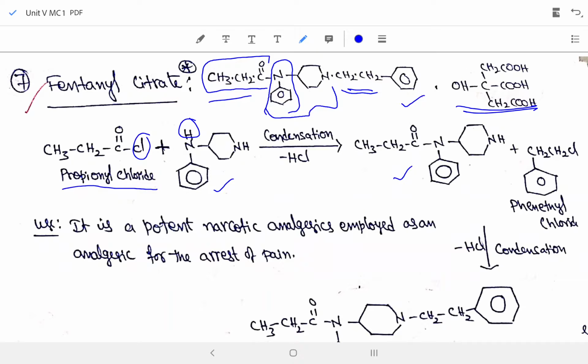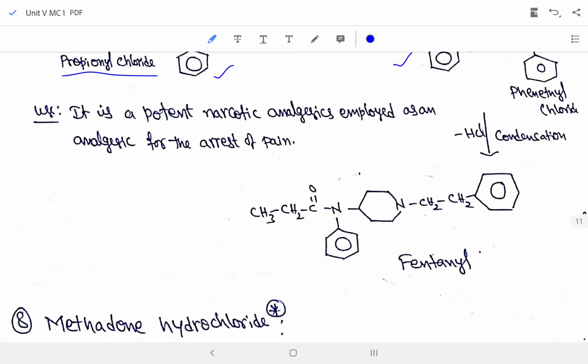And by simply attaching this moiety, you can synthesize fentanyl citrate. It's very easy. Again, here HCl goes and condensation happens, and you will get fentanyl. From fentanyl, it is then prepared into a citrate salt. It is that easy. We have to remember the structure first, segment it and combine the parts with condensation. That will do the job.